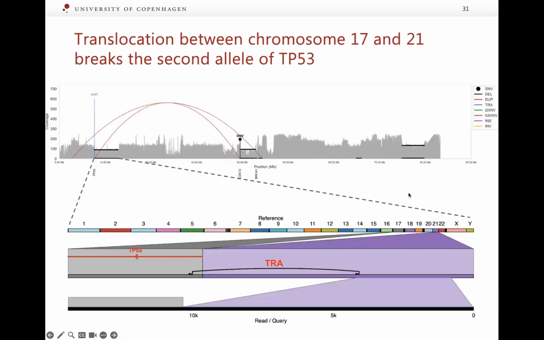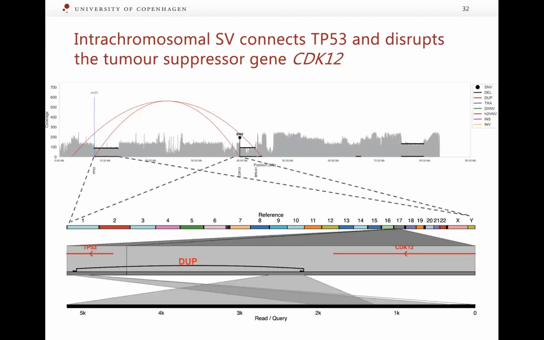And what we found again is p53 is disrupted here. It breaks one allele of p53, bringing it close to chromosome 21. And what's quite fascinating is that the other part of p53 is now juxtaposed next to CDK12. So CDK12 is another important cancer gene on the same chromosome as p53.